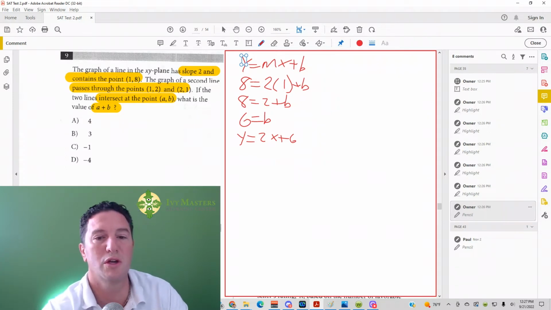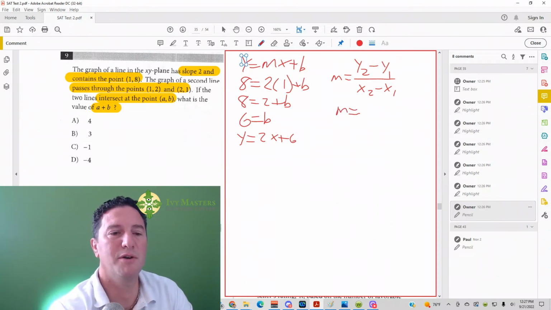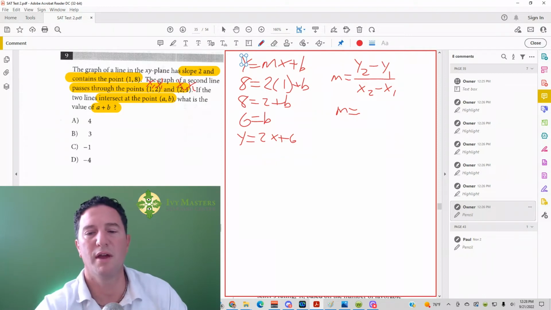Here it goes. Remember, given 2 points, the formula for slope is m equals y2 minus y1 over x2 minus x1. It doesn't hurt to label x1, y1, x2, y2. So then you've got 1 minus 2 over 2 minus 1, which is negative 1 over 1, which is just negative 1. So your slope is negative 1.